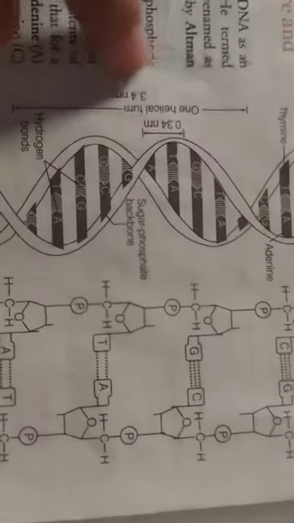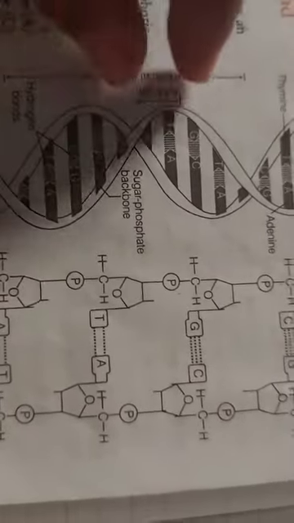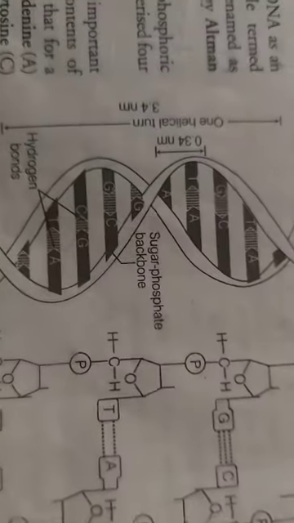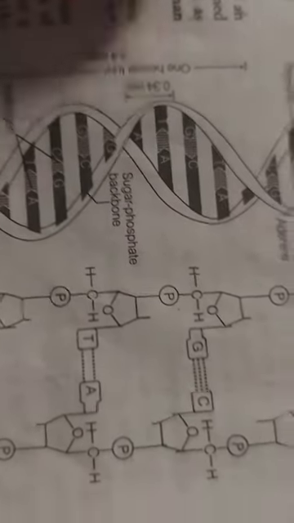One helical turn is of 3.4 nanometers, and the number of base pairs in each turn is 10. The distance between any two adjacent base pairs is 0.34 nanometer. Okay, this is the structure of DNA given by Watson and Crick.